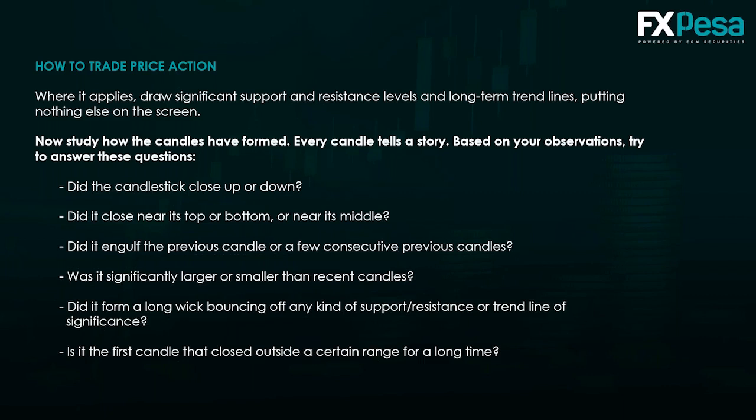Did it form a long wick bouncing off any kind of support or resistance or even a trend line? So again, you want to know, is it the first candle that closed outside a certain range, maybe with a trend line or support resistance, all right? So these are the questions that you have to ask yourself when you're looking at how these candlesticks are being formed, because the structure of a candlestick actually gives you the information about how buyers and sellers are doing in the market.